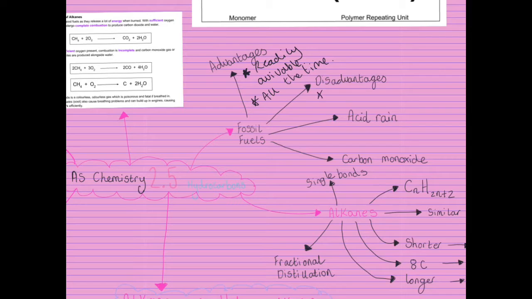So disadvantages: they're non-renewable, so eventually they will run out. We say that they're finite. And the other thing is that when we combust them, when we burn them with oxygen, they release loads of greenhouse gases, mainly CO2.